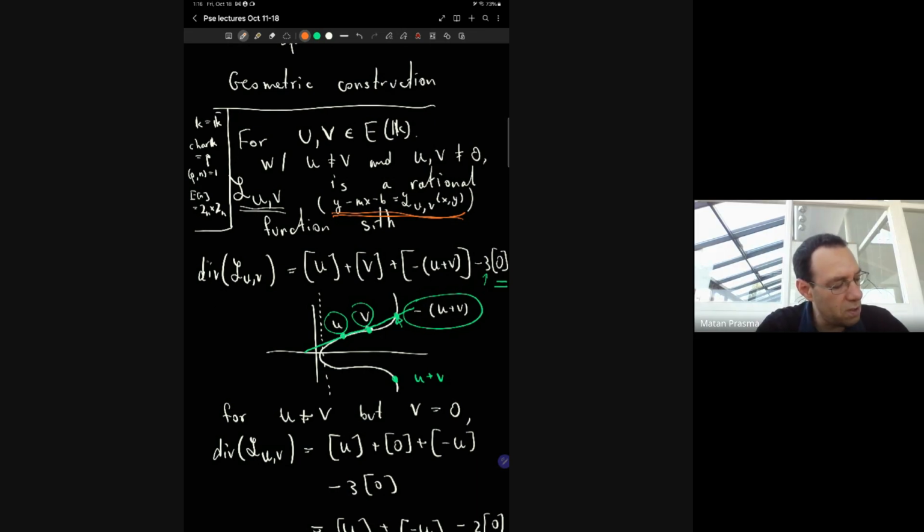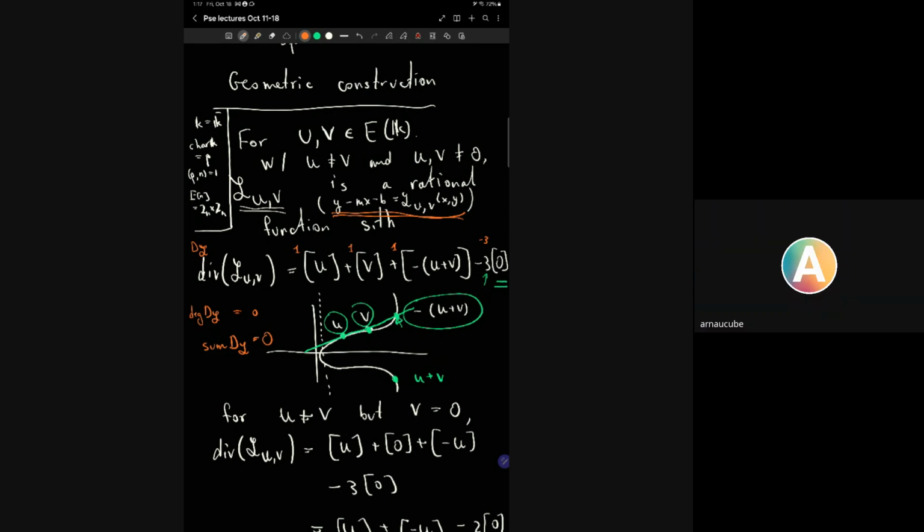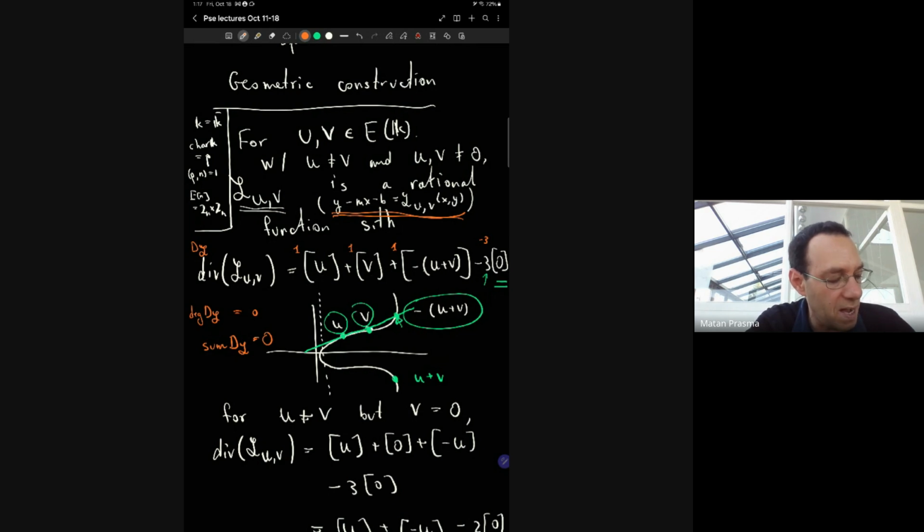I know two things. Let's call this D_L. I know two things about D_L. Eventually I know the explicit form, but just because it is a principal divisor, I know that the degree of D_L is zero, and I know that the sum of D_L is the point at infinity. The degree is the sum of the coefficients, so the degree is 1 plus 1 plus 1 minus 3. So this is indeed 0. And the sum is you just remove the brackets and do the sum as you do it in the elliptic curve. And indeed, if I do U plus V plus minus U plus V, minus 3O, I get O.